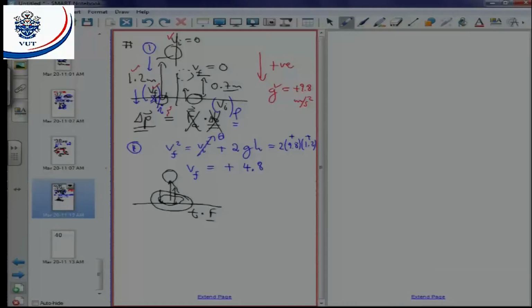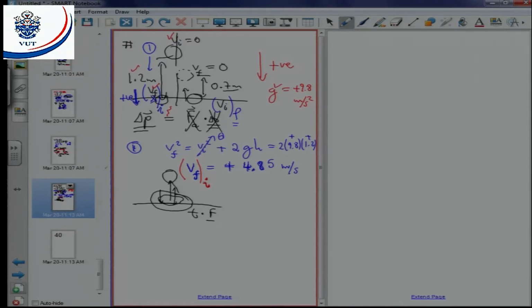Okay, let's just switch. I just want to remind you, because Vf for this portion is down, it takes the positive, and Vf here would then be plus 4.8, and the next value is 5 meters per second. But just a reminder that Vf is actually the initial speed for the change in momentum.